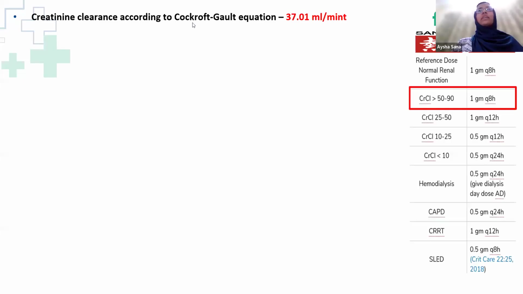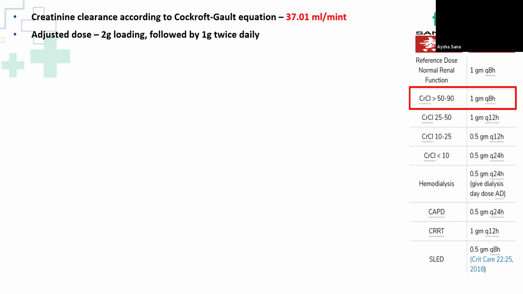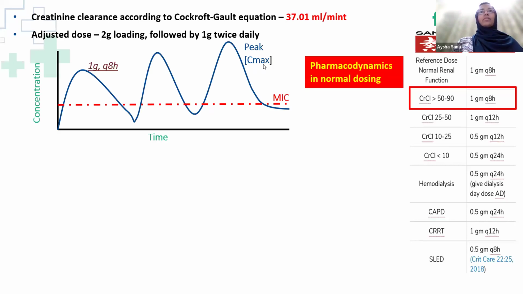The patient's creatinine clearance according to the Cockcroft-Gault equation is 37 ml per minute, and according to the Sanford guide, the dose should be adjusted to 1 gram 8th hourly after giving a loading dose of 2 grams. So this is a normal pharmacodynamics in the patient. If you give 1 gram 8th hourly dosing, you'll have 3 peaks: the first dose, second dose, and the third dose.